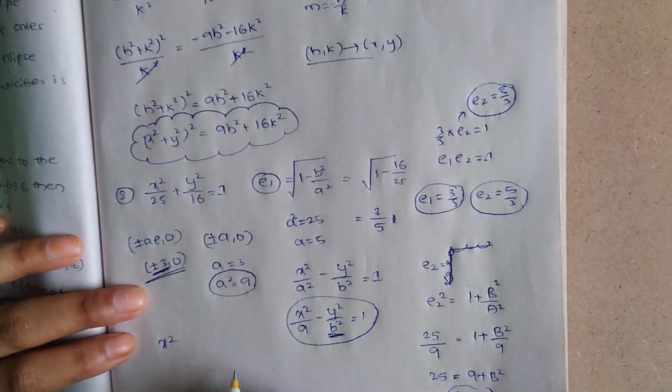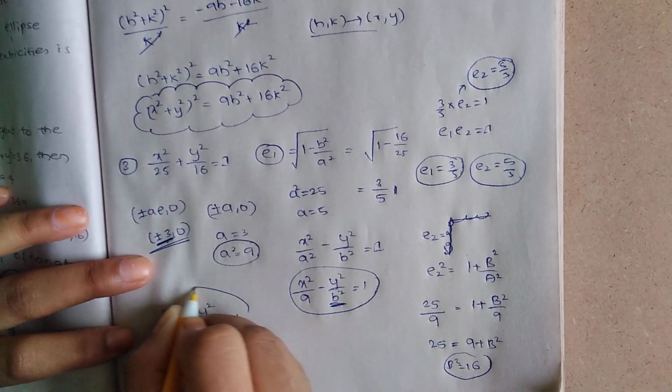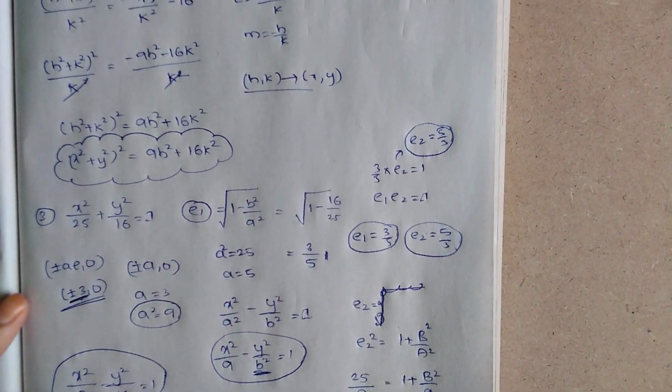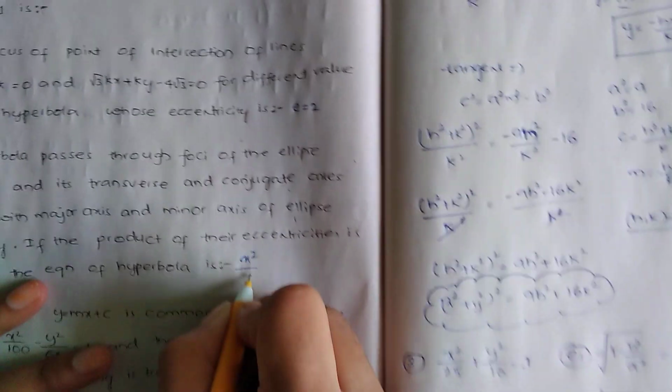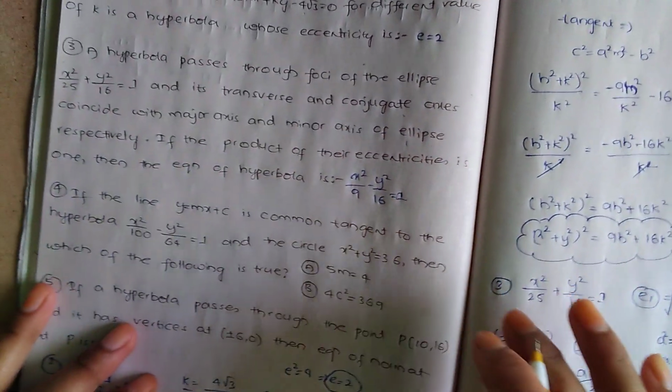b square substituted here: x square by 9 minus y square by 16 is equal to 1. This is our required equation of the hyperbola. What is it? x square by 9 minus y square by 16 is equal to 1. Done with question 3.